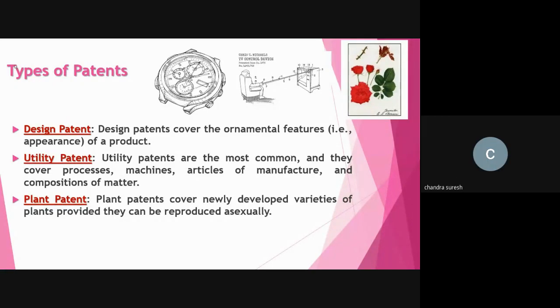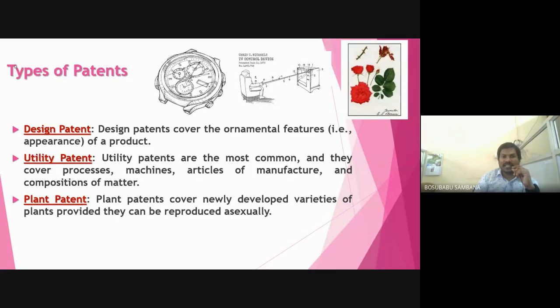Okay, thank you. You know that we know the types of patents. These are categorized into three: design patent, utility patent, and plant patent. Design patent means, for example, a watch, generally called ornaments. Any design comes under design patent. Utility patents are the most common, and they cover processes, machines, articles of manufacture, and compositions of matter. The third one is plant patent.